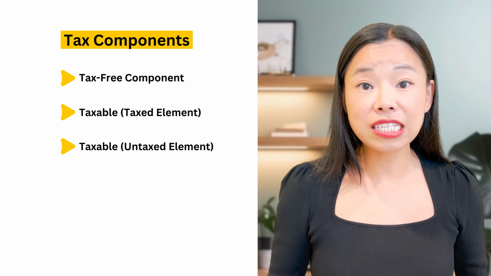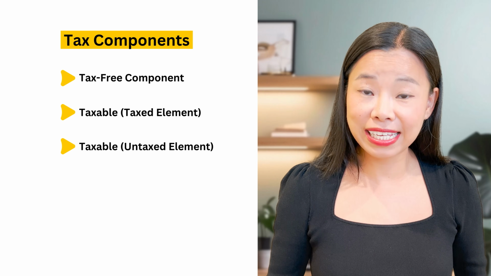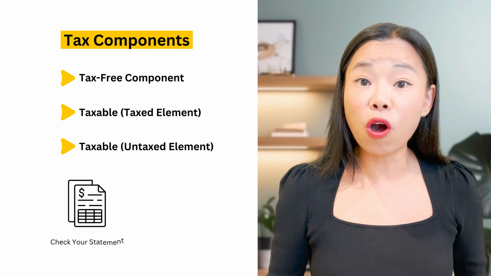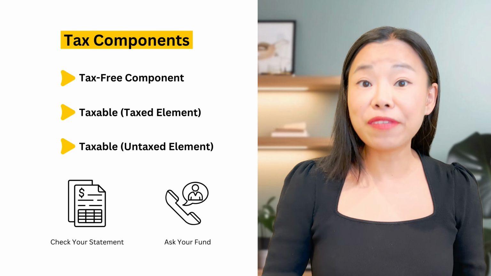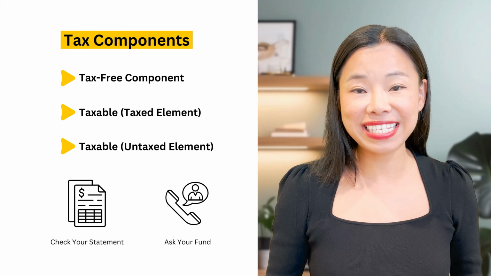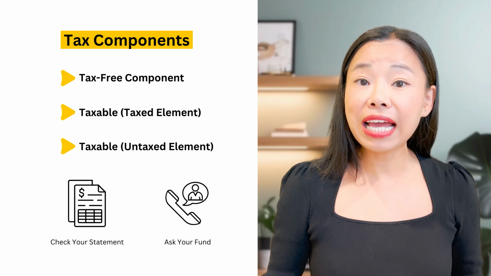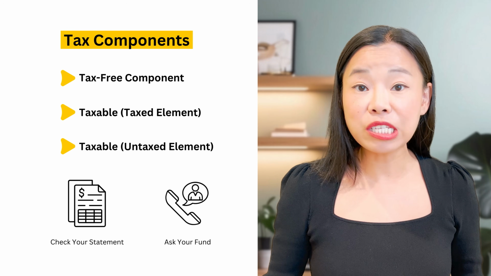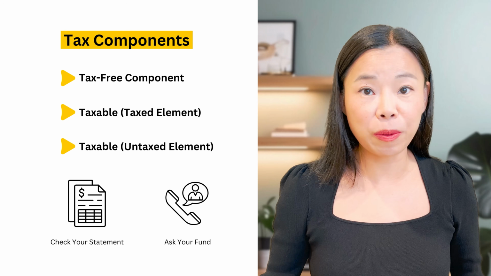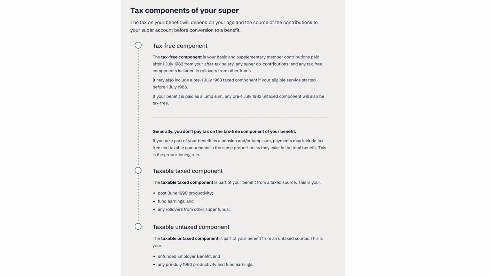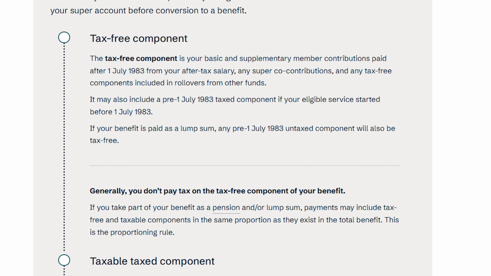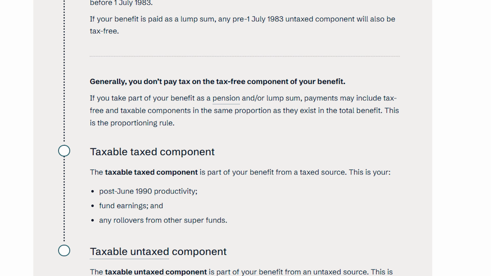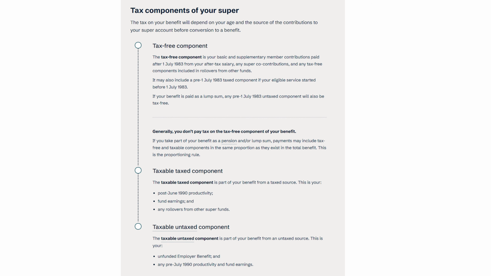You can check the tax components of your lifetime pension easily by looking at your statement or asking your fund. A defined benefit lifetime pension can have one, two, or all three of these tax components, depending on the sources of contributions before it was converted into a benefit. If you're curious about how your pension's tax components are determined, you can usually find the details on your fund's website. Here's an example from PSS.